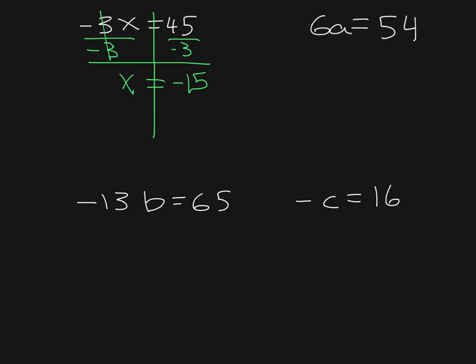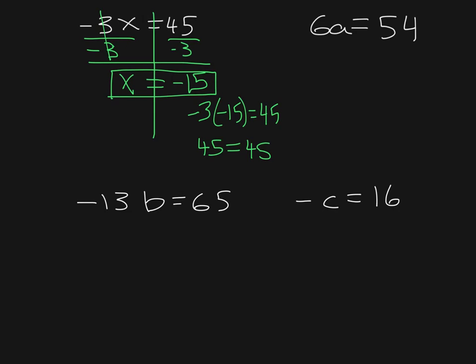If I want to check it, I can substitute it for x. -3 times -15 equals 45. Is that true? -3 times -15 is indeed 45. -15 is the value that makes our equation true. That's the solution.